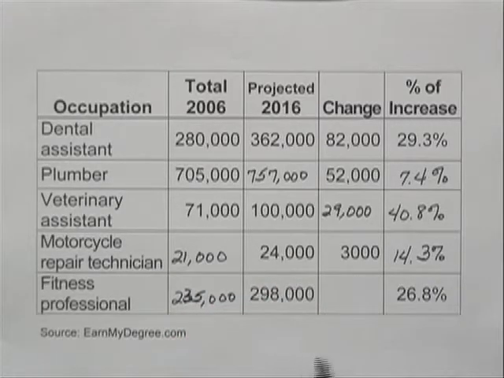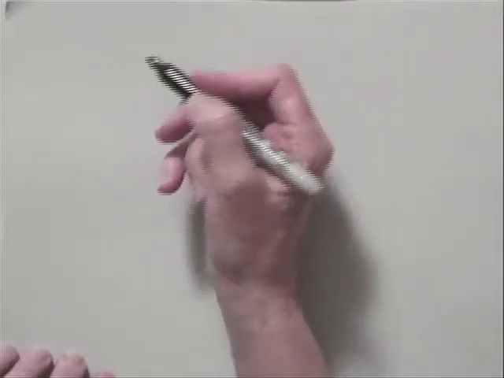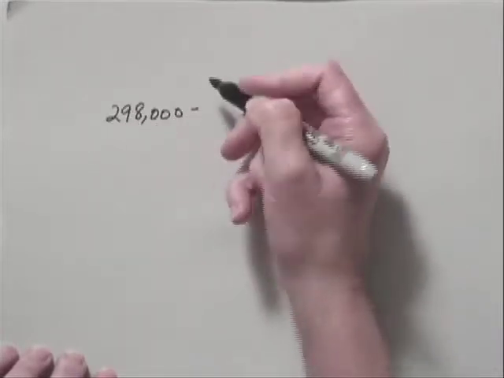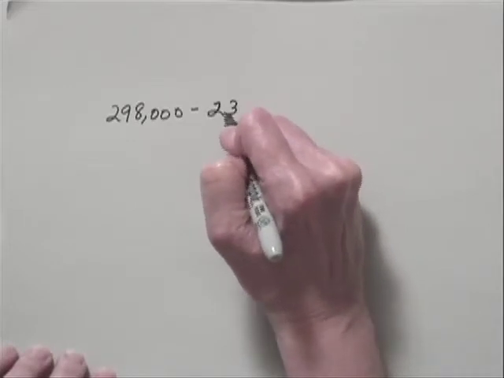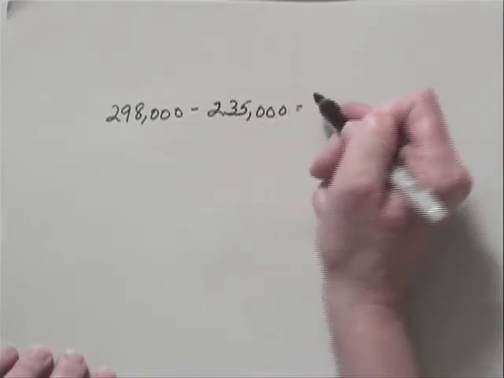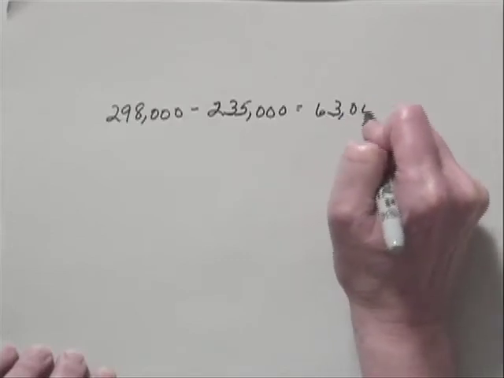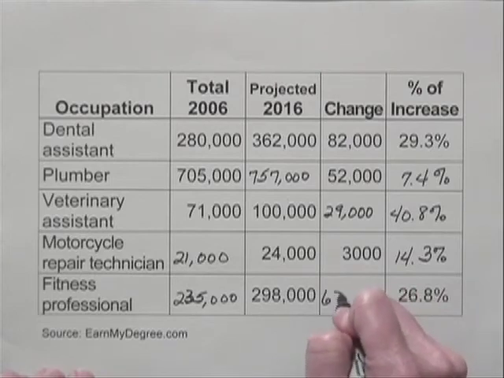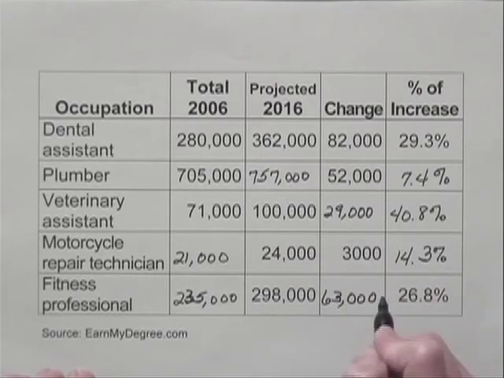And now we just need to find the change in the number of jobs. And we would just subtract the 2006 number from the projected number for 2016. And let's just do that subtraction. We would have 298,000 minus 235,000, and that is 63,000. So this is the change in the number of jobs. And now our table is complete.